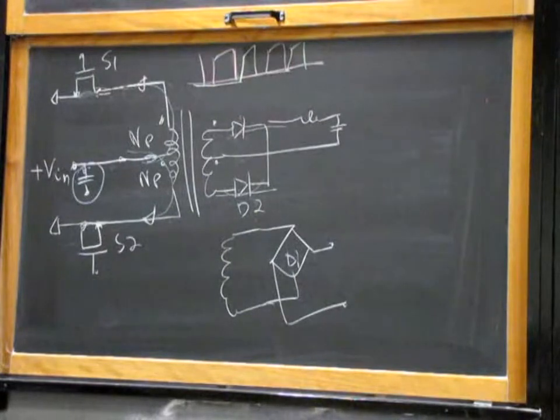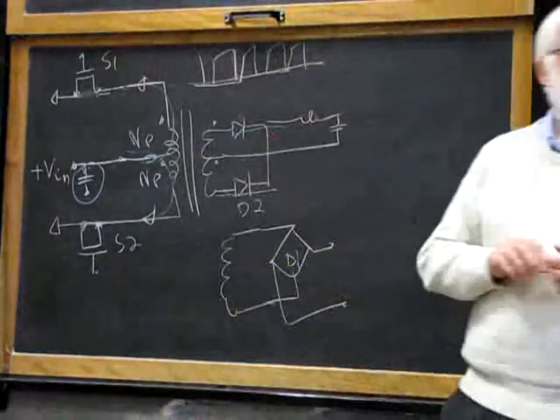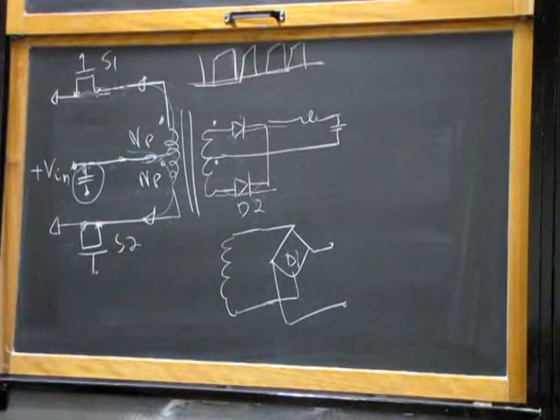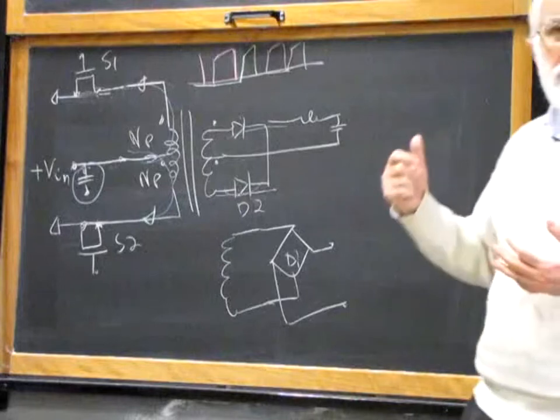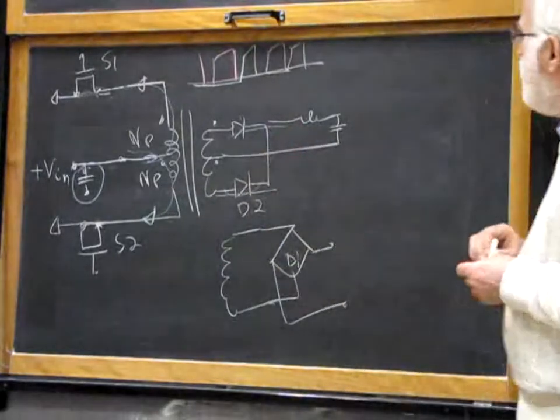So far so good? Still with me? Okay, what should we know to design this kind of topology? We already know that this is a topology used for low input voltage, and we will see why. This is a medium power topology. You can make hundreds of watts, kilowatts, if you need to, with this topology.